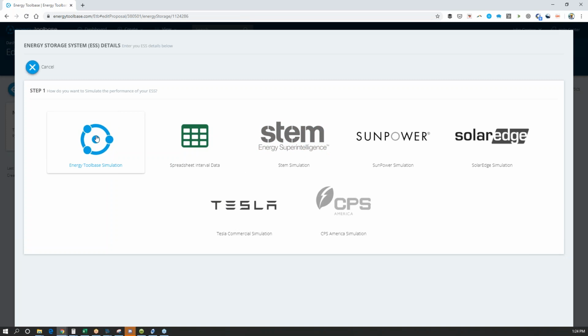I guess some of these battery companies are already going directly into the system. I had an emailed question from a student yesterday about battery software. I haven't seen the STEM one before, but that looks like it's not brand specific, so that might be some battery management software.